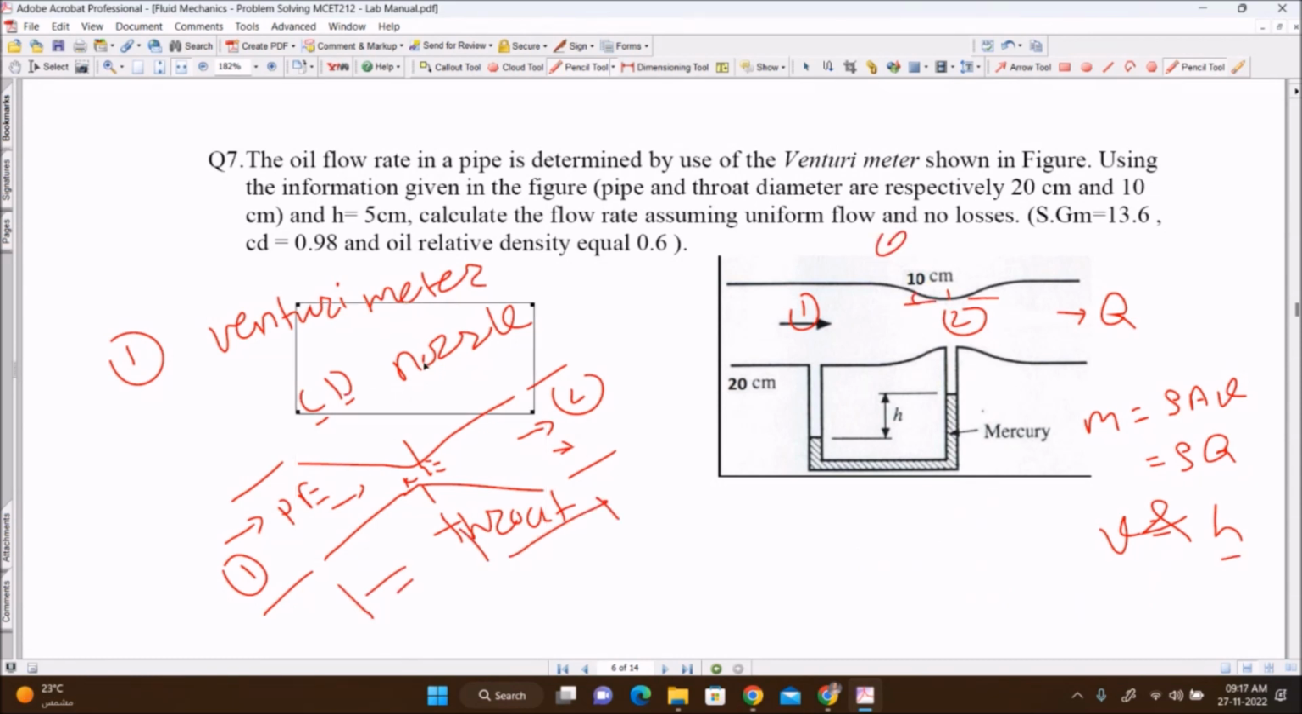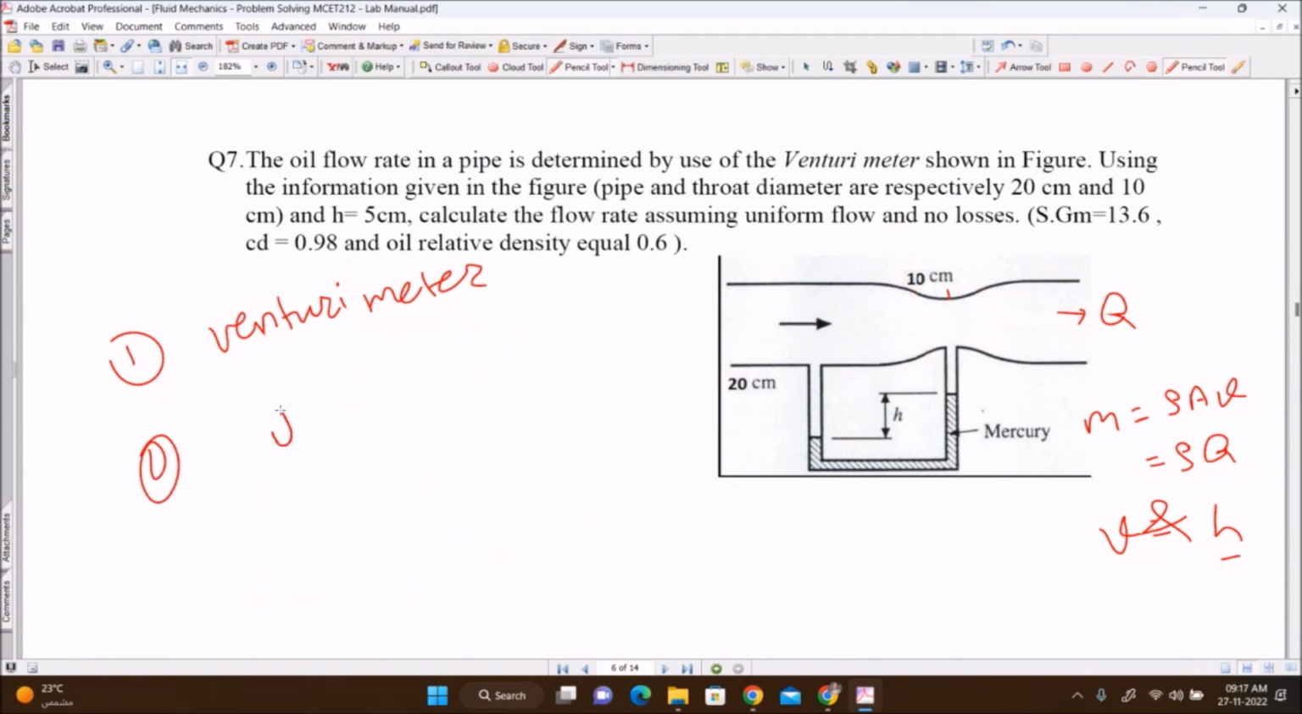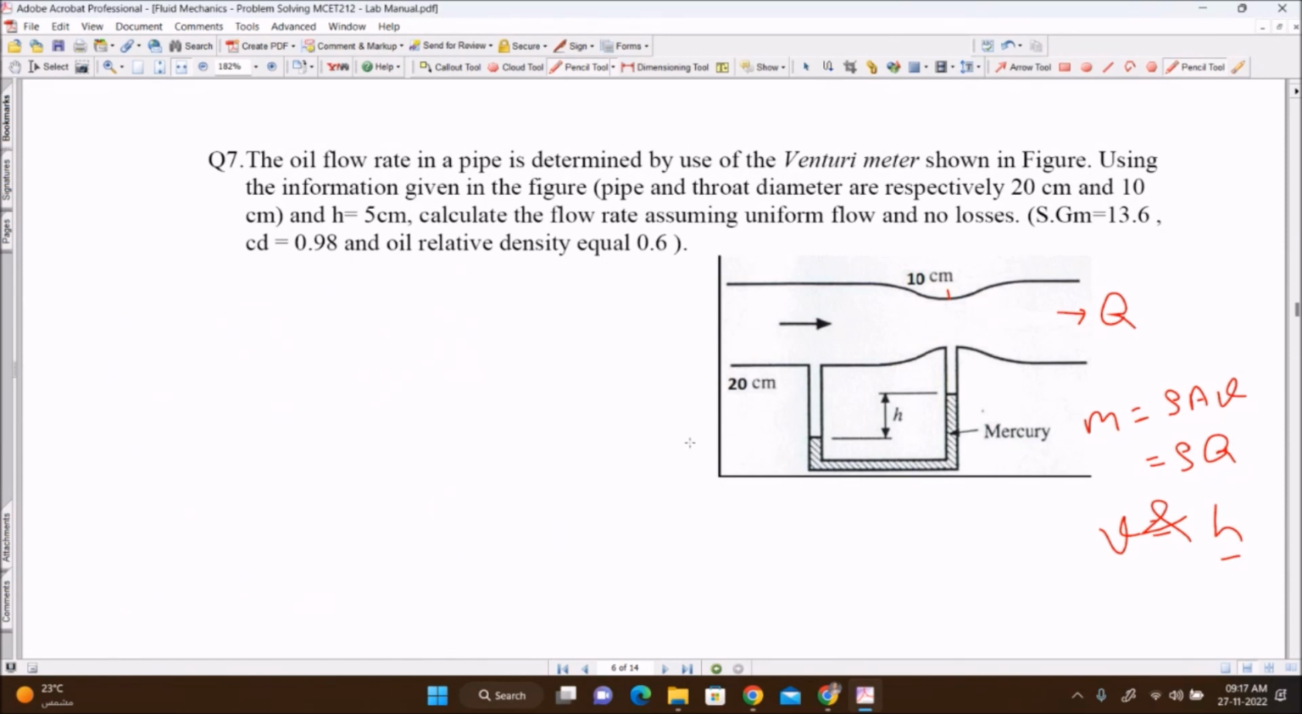So Venturi meter is a convergent divergent nozzle where convergent and divergent length is the same. This is an important point. Second, the device used is an orifice. Orifice is a circular disc having a hole. If you see in the side view, it has a hole here. This is inserted in a pipe. Third is a pitot tube. So these are the three devices.